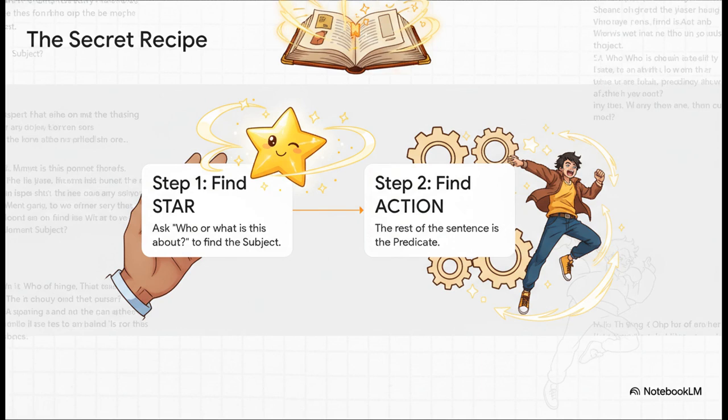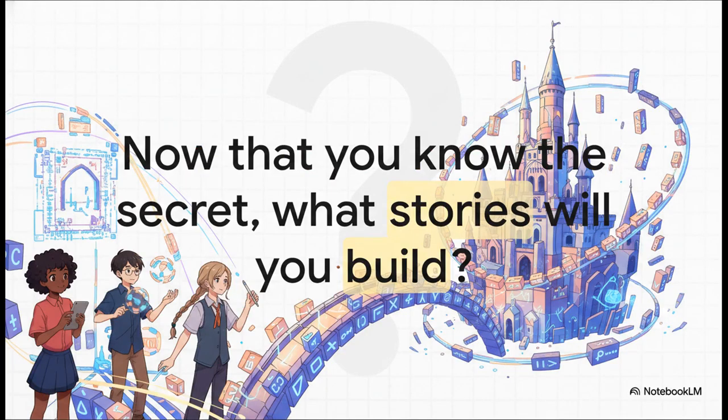Step 1, find the star. Just ask who or what is this about, and you found the subject. And step 2, find the action. Everything else in the sentence is the predicate. It's really that simple. You are now officially a sentence expert, a sentence builder. You know the secret code behind how all stories work. So go on, start looking for the star and the action in everything you see and read, and have a ton of fun building your very own amazing sentences.